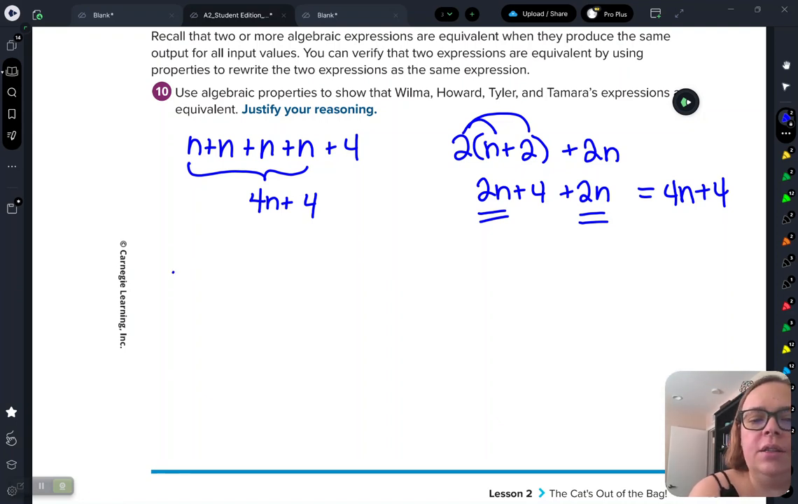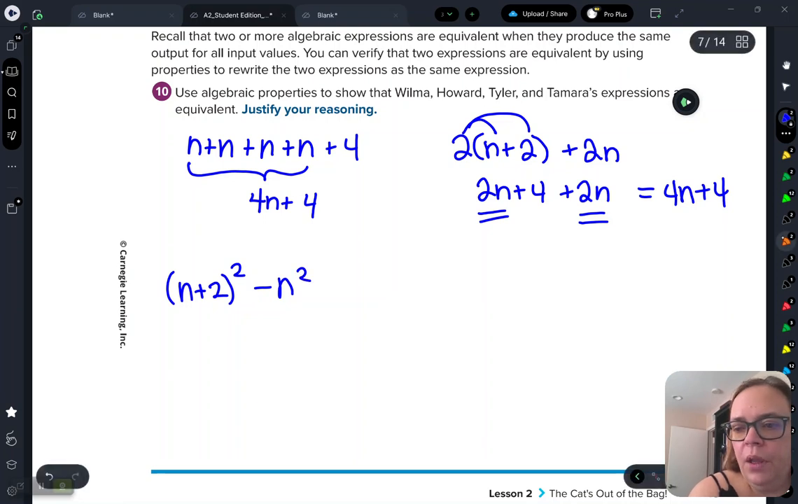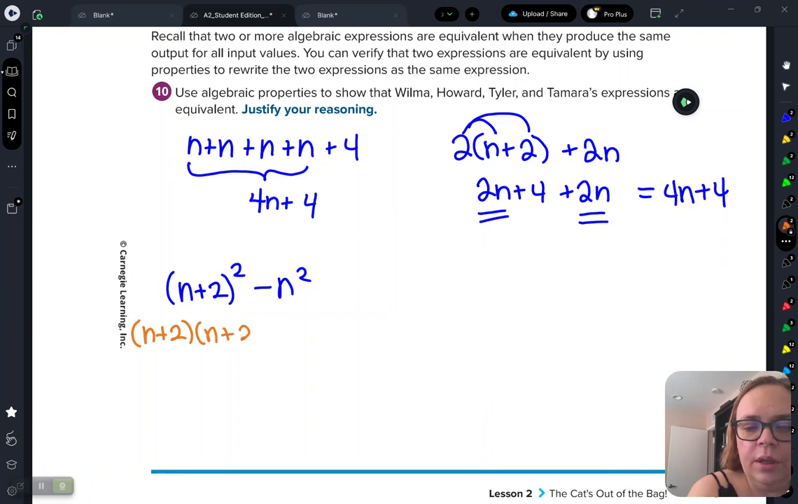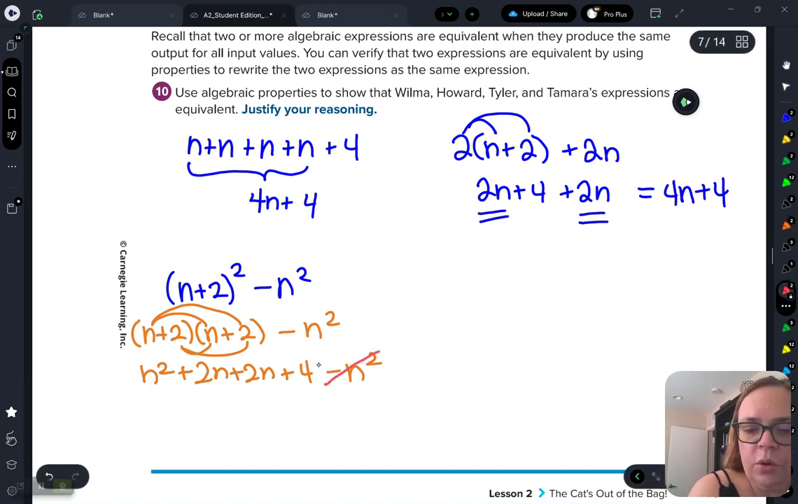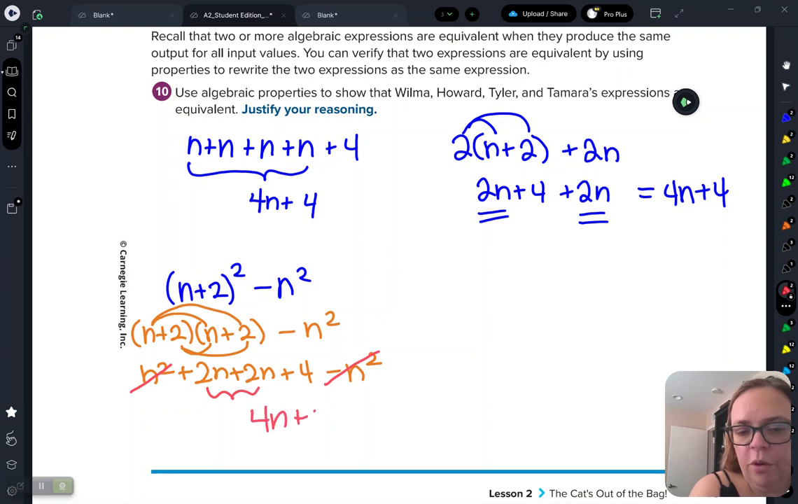And then Tamara's is the most complicated, but it was n plus 2 squared minus n squared. We're going to have to do a little foiling or multiplying binomials. So I'm going to expand that, and I'm going to do n times n is n squared, n times 2 is 2n, 2 times n is 2n, 2 times 2 is 4, minus n squared. And then you'll notice the n squareds completely cancel, and then I can combine like terms again, and I get 4n plus 4. So they can all simplify down to what Wilma's was, 4n plus 4.